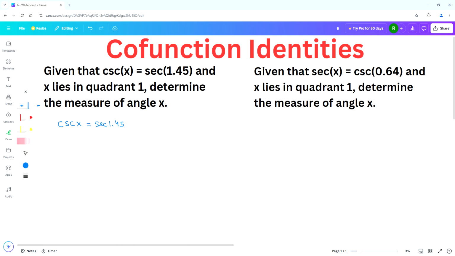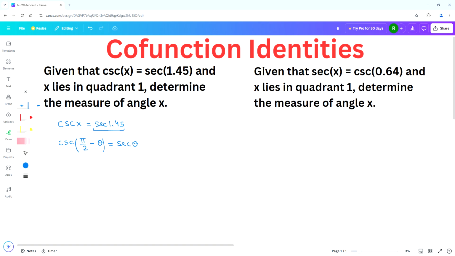Since we have to find the value of x and x is with the trig function cosecant, we have to change the secant function into cosecant so that we are able to cancel out the cosecant function and solve for x. We have to use the cofunction identity with secant in it. The cofunction identity we can use to solve this problem is cosecant pi over 2 minus theta equals secant theta.